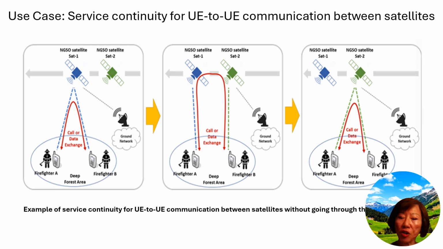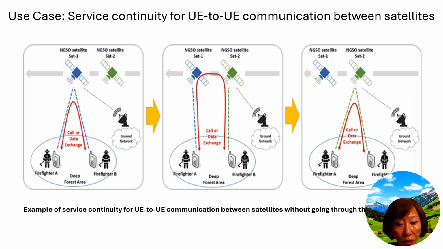The firefighters communicate directly through the satellites without routing through the ground network. So this is direct UE to UE communication. The use of moving GNSO satellites between the constellation showcases the dynamic nature of the network and the need for continuous handovers.